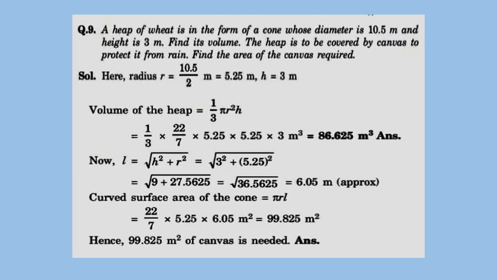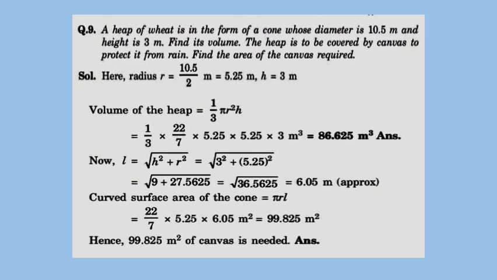Volume of the heap is 1/3 pi r square h. Substitute the value. Calculate it correctly. The volume of the heap is 86.825 meter cube. Now, to calculate the curved surface area, we require the slant height, which is calculated by using the value of h and r. So use the formula L equals square root of h square plus r square. Substitute it. Calculate the square root correctly, that is approximately 6.05 meter.